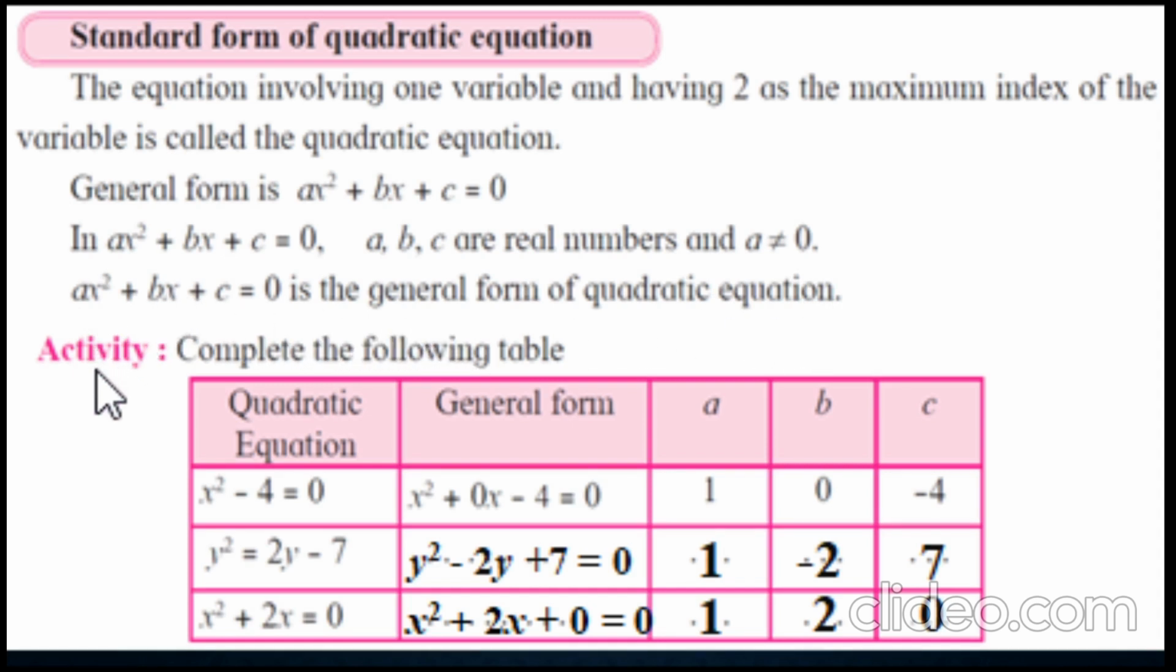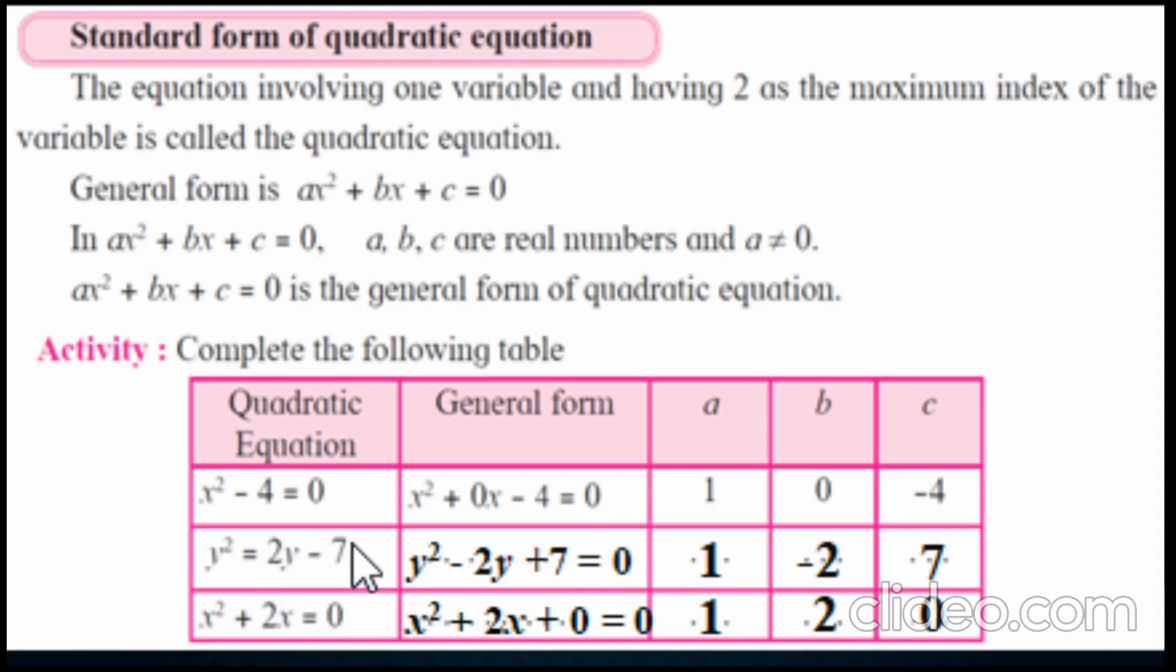Now we have been given one activity to complete. Complete the following table. Quadratic equation is given, and we need the general form and a, b, c. Now x square minus 4 is equal to 0. Here b is not given, so x square plus 0x minus 4 is equal to 0. This is bx. So a is equal to 1, b is equal to 0 and c is equal to minus 4. Then y square is equal to 2y minus 7. Now the general form is y square minus 2y plus 7 is equal to 0.